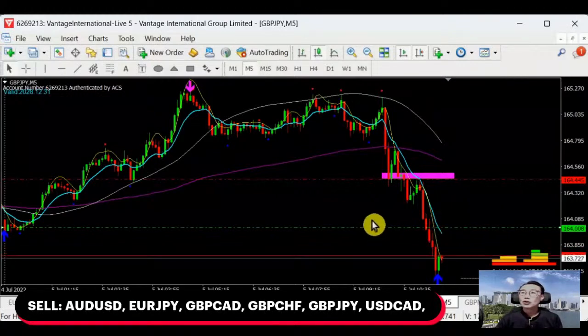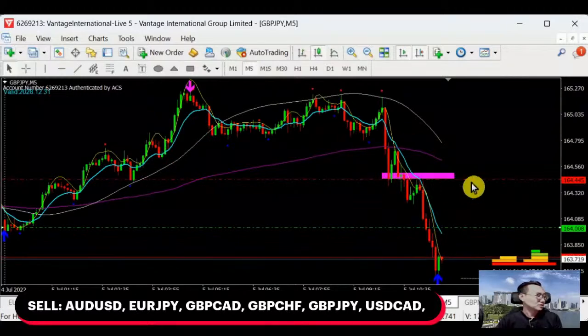So for just now, I was saying that the pullbacks, okay, why the previous support has actually become a resistance? So this is something that I would like to explain to you. Why is that so?